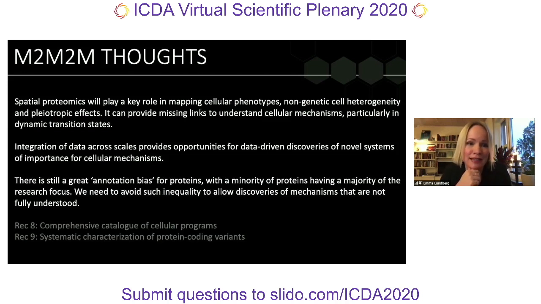And I also want to say that, from the proteome perspective, there's still a great annotation bias for proteins, with a minority of the proteins having a majority of the research focus and a majority of the annotations in all the different annotation databases. So I think that we need to be aware of this and avoid this inequality to allow discoveries of mechanisms that are not fully understood and maybe involve more uncharacterized proteins.